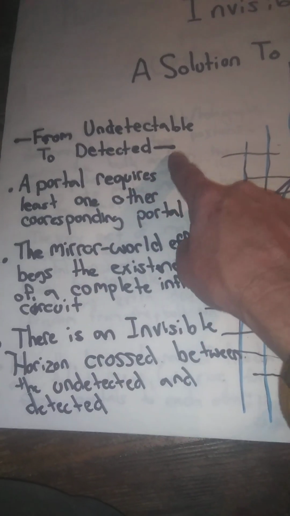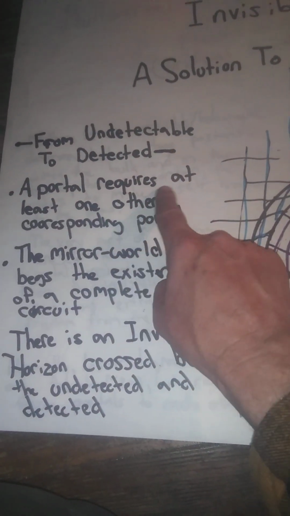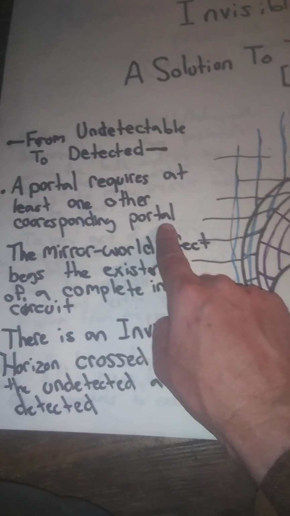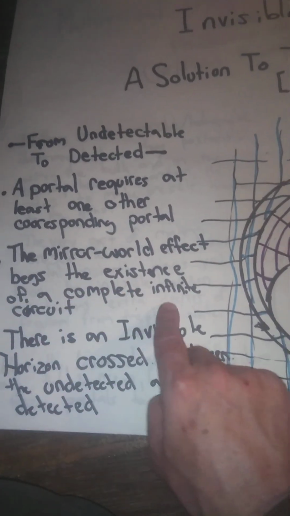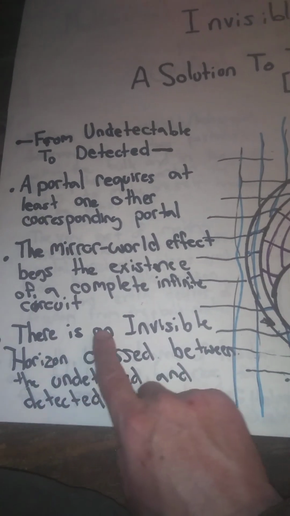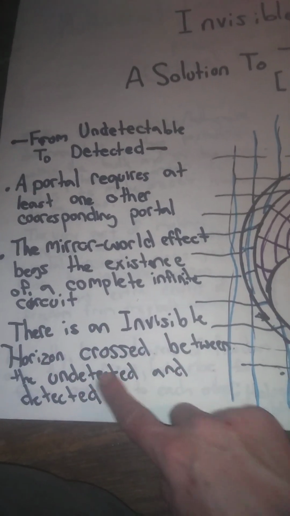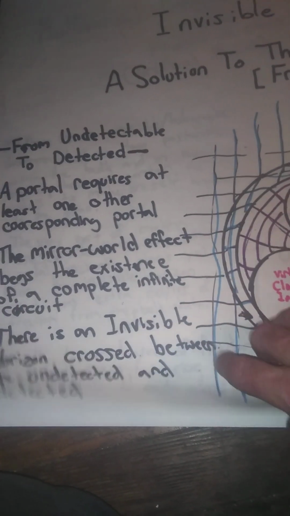From undetectable to detected, a portal requires at least one other corresponding portal. The mirror world effect, like I said, begs the existence of a complete infinite circuit. There is an invisible horizon crossed between the undetected and the detected, and I'll tell you what I mean by that.